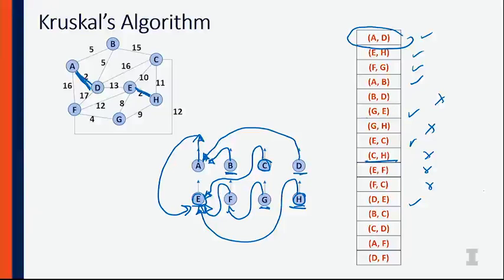I then see FG was added, F and G, is bolded. I then see A and B was added, so A and B gets added. Notice I did not add B and D, because had I added B and D, I would have created a cycle and no longer had a tree. G to E was added, so G to E gets added. We see this becomes an even more connected tree. Skip GH, add EC. Adding E to C, we see that this edge was added.